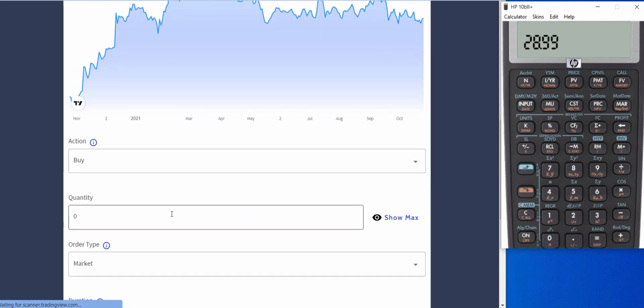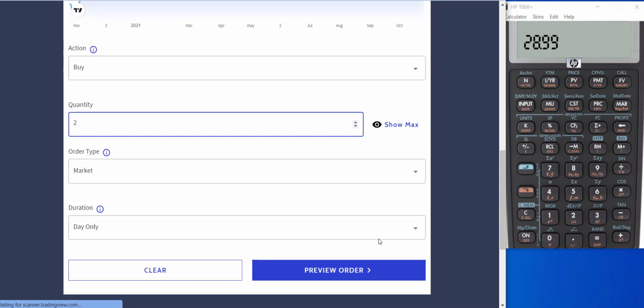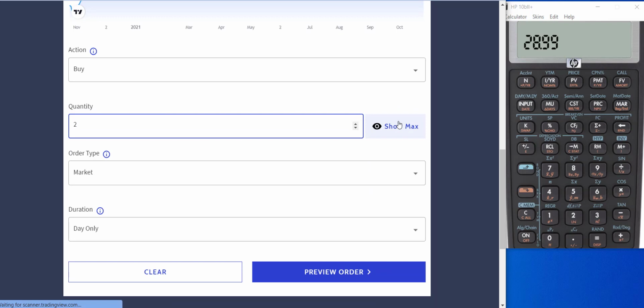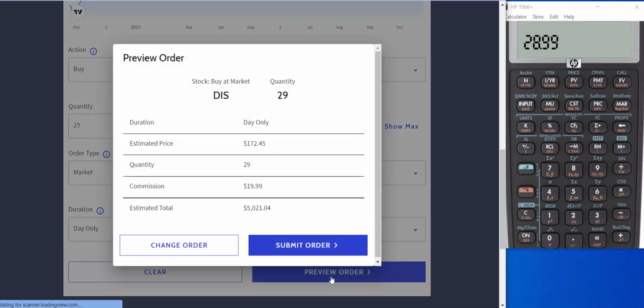So I'm going to go ahead and put it in for 29 shares at market. Market means whatever the current trading is. Show max would make sure that we put all that you have in. So I want 29, not 2. And then you preview order. The preview tells you how much everything is and what the prediction is, because it's going to trade here in a minute, and that price could change.